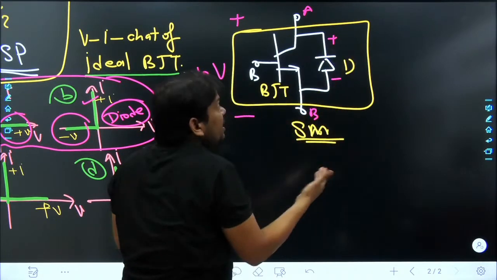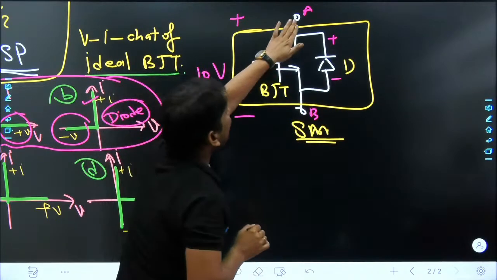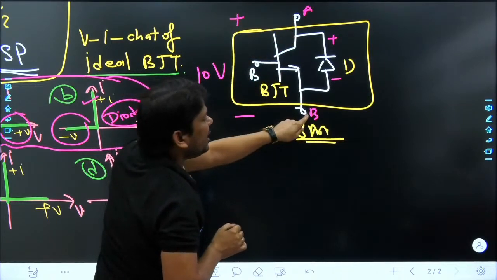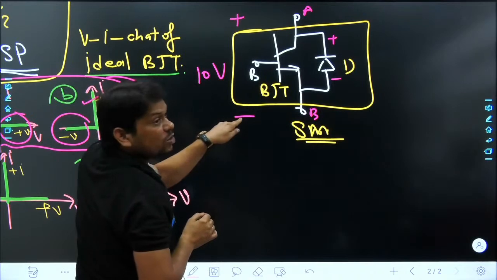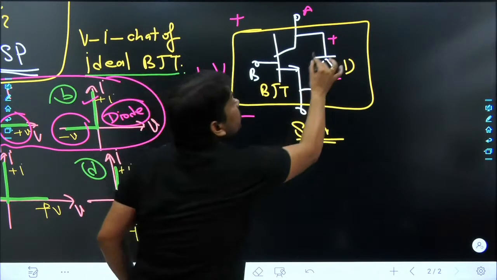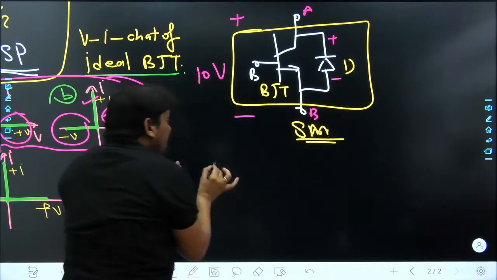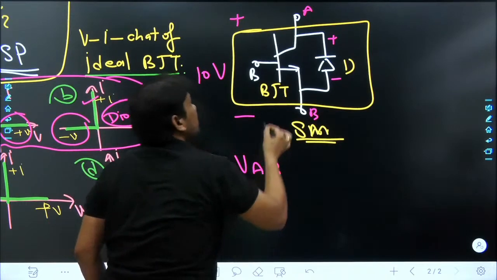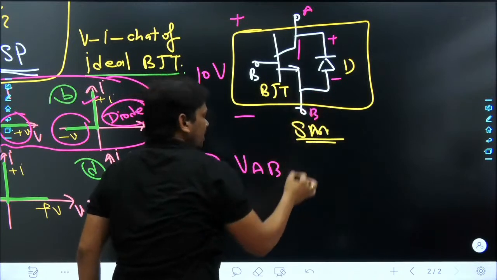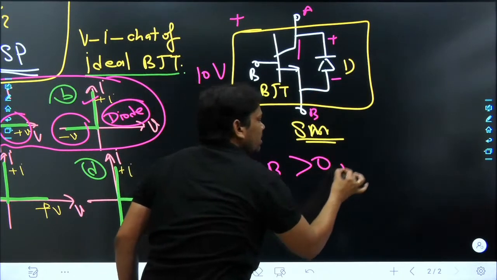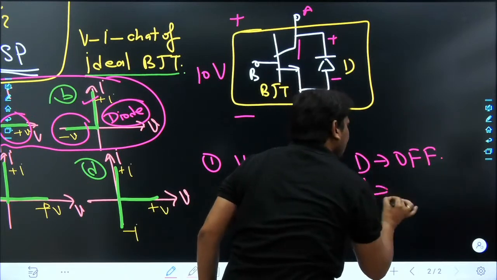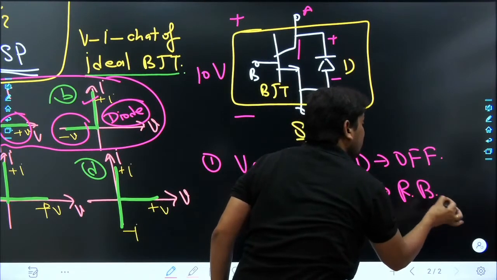So we can write one thing. When this A terminal voltage is at higher potential and B terminal voltage is at lower potential, then diode cannot conduct. So I can write one thing, my dear friend. When VAB is greater than 0, diode will be off, cannot conduct. Why? Because it is reverse biased.